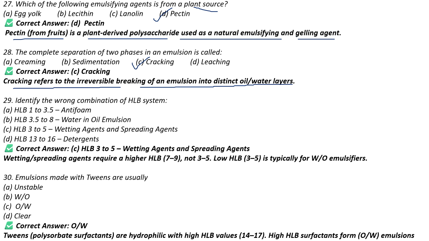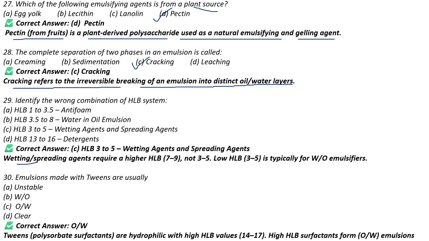Identify the wrong combination of the HLB system given below. Options are: HLB value from 1 to 3.5 belongs to the category of antifoam. HLB value of 3.5 to 8 belongs to the category of water in oil emulsion. HLB value 3 to 5 belongs to the category of wetting agents and spreading agents. And HLB value from 13 to 16 belongs to the category of detergents. Now we have to tell out of these four which is a wrong combination.